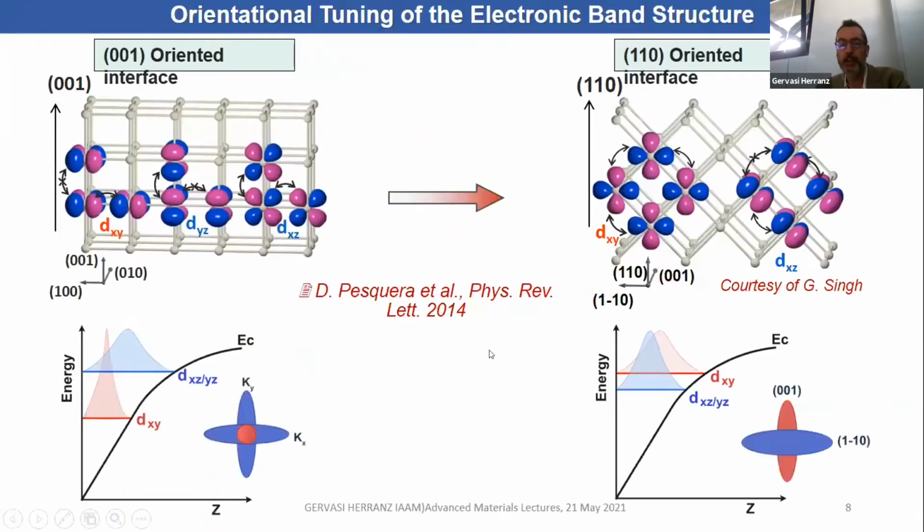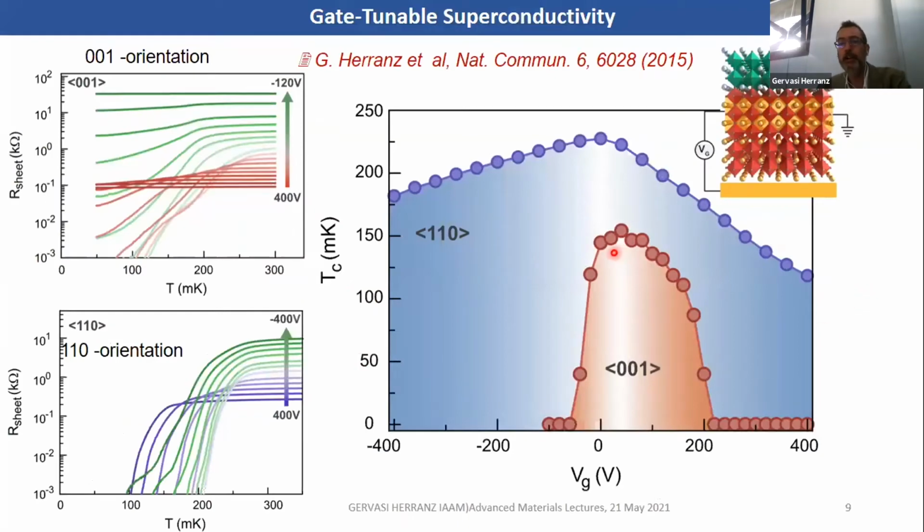And the basic reason is that if we go back to the hierarchy of electronic structure, what we see is that in 110 orientation, the first levels that are occupied are these dxz and dyz energy levels, which have larger density of states, and this explains why the superconductivity is more robust, because having a larger density of states, according to the BCS theory, is favoring superconductivity.